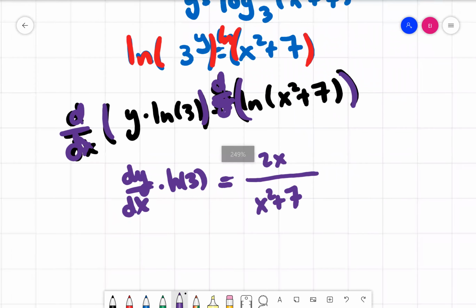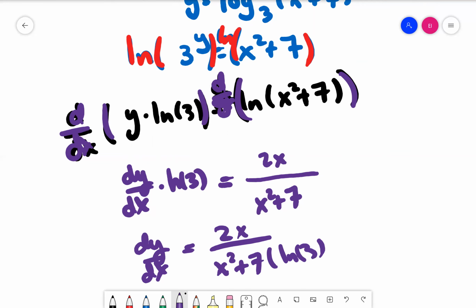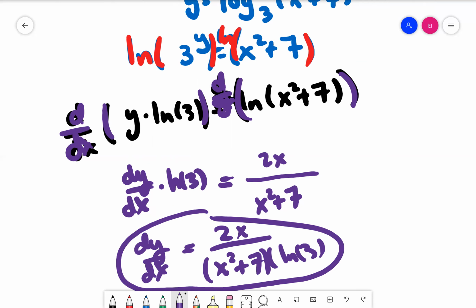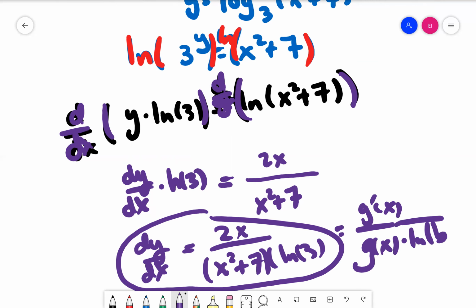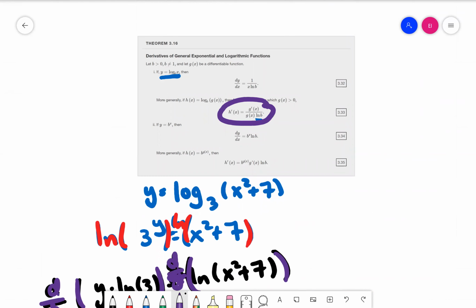And now you see that that's exactly what we had in that formula, because you have dy dx. If you divide both sides by natural log of 3, then you get 2x over x squared plus 7 times the natural log of 3. Okay, so that's the g prime of x over g of x times natural log of b. That is exactly what this formula said here. Okay, and now we'll do another example. If y equals b to the x, then dy dx is b to the x times natural log of b. So I'll show you how to derive that.